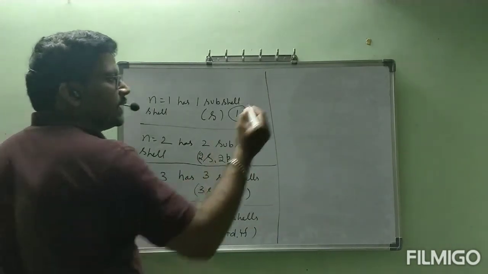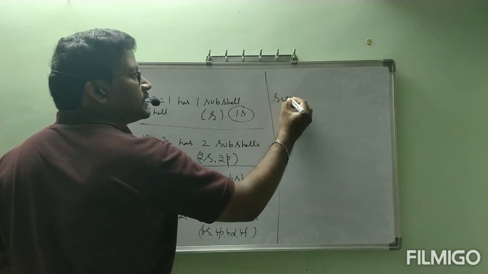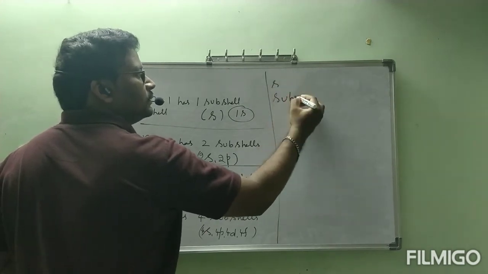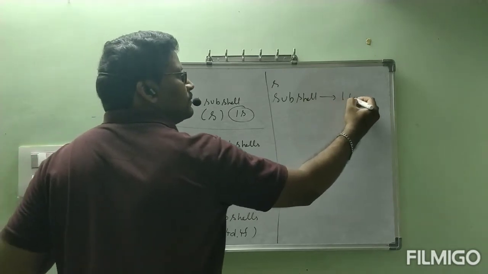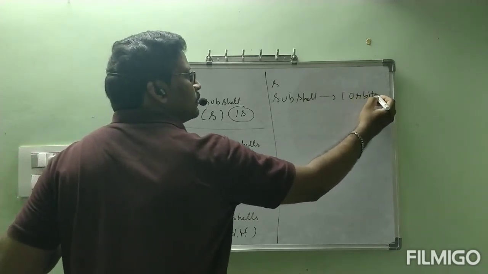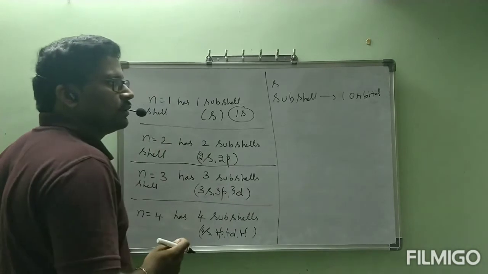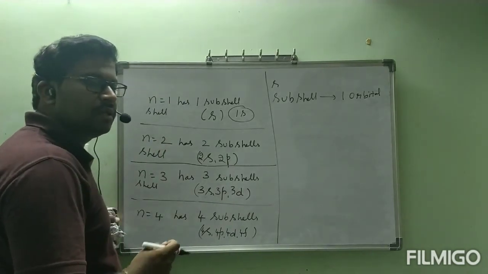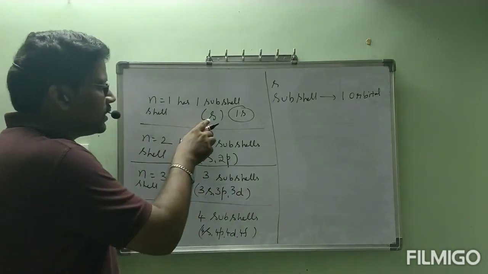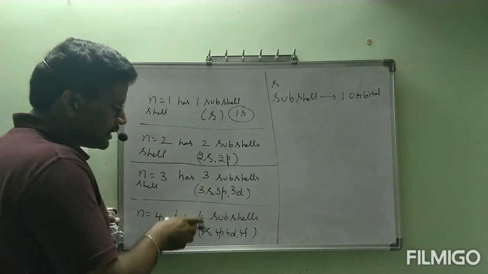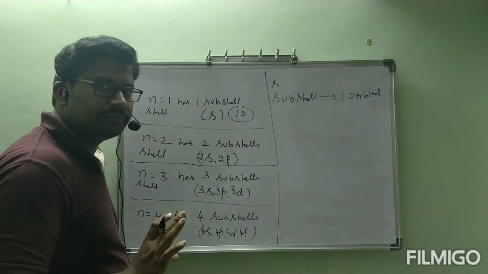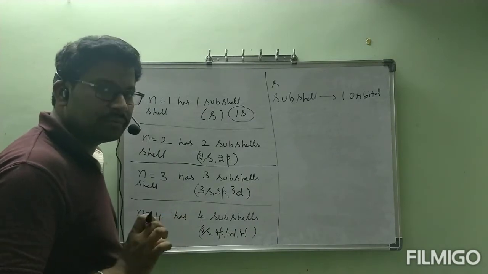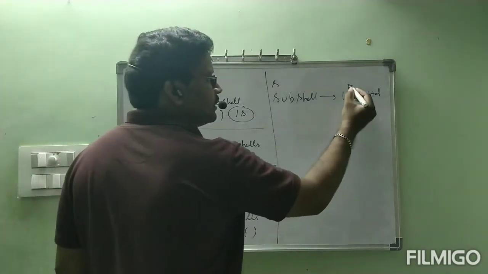Now, the s subshell has one orbital. That s might be 1s, 2s, 3s or 4s, whatever it is. It has only one orbital. What is the name? 1s only.